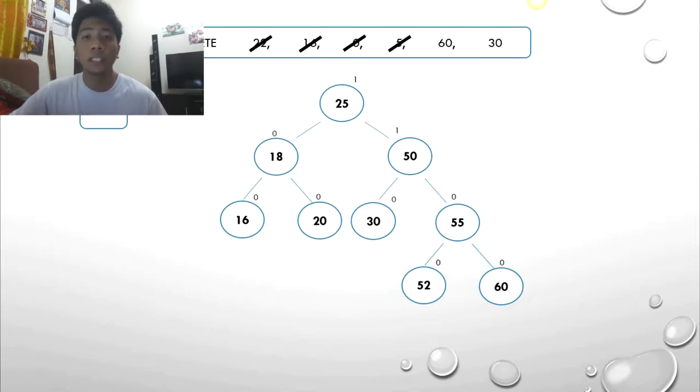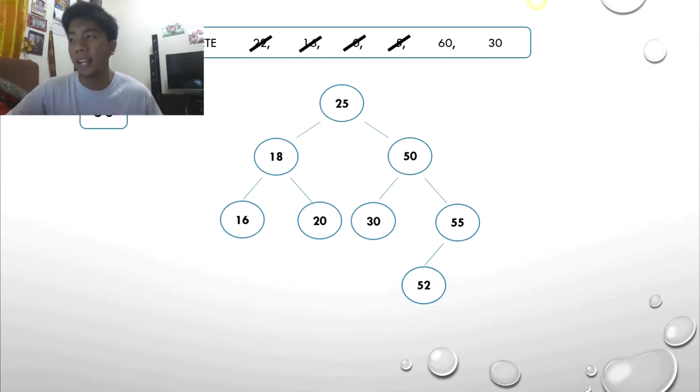Now we have to delete node 60. Here we have already deleted the node 60. Let's check if our AVL3 is still balanced. Calculating the balance factor of each node, and there you go. Our AVL3 is still balanced. Then you can now proceed to the last node, which is 30.